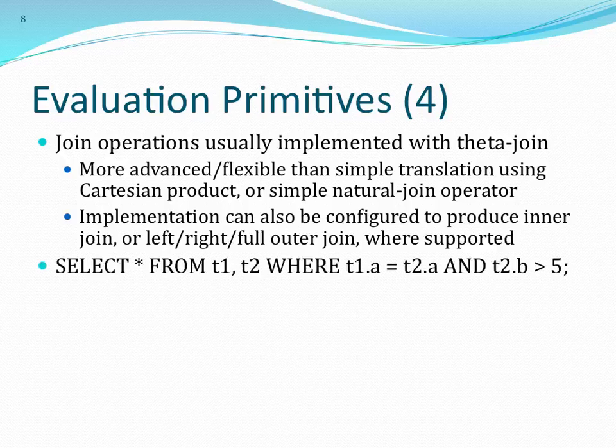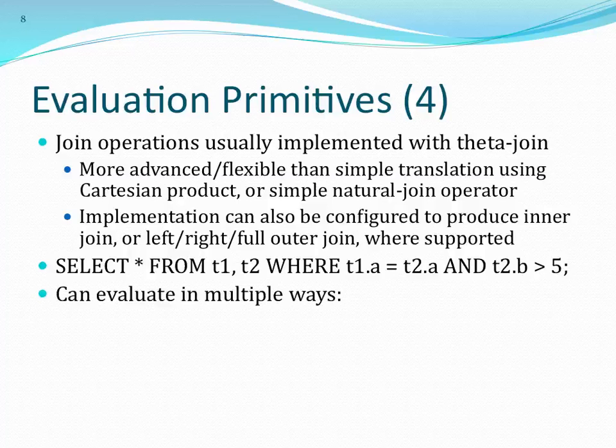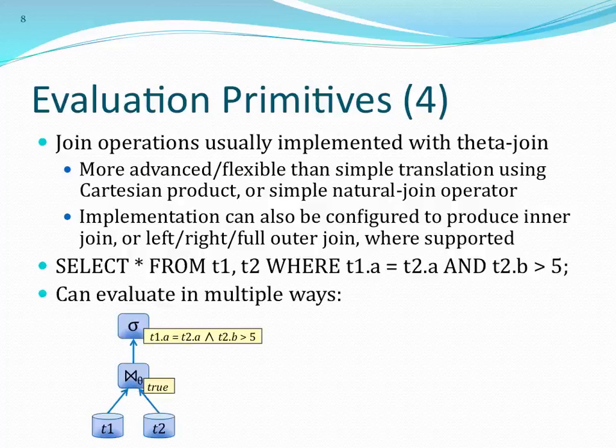So let's say we have something like this. Select star from T1, T2, where T1's A and T2's A are the same, and T2's B is greater than 5. We could have different plans that we generate. And again, this is just a graphical way of representing this. We could write this out as a text expression as well, but it's nice to draw pictures because it's easier to understand the flow of information in the plan.